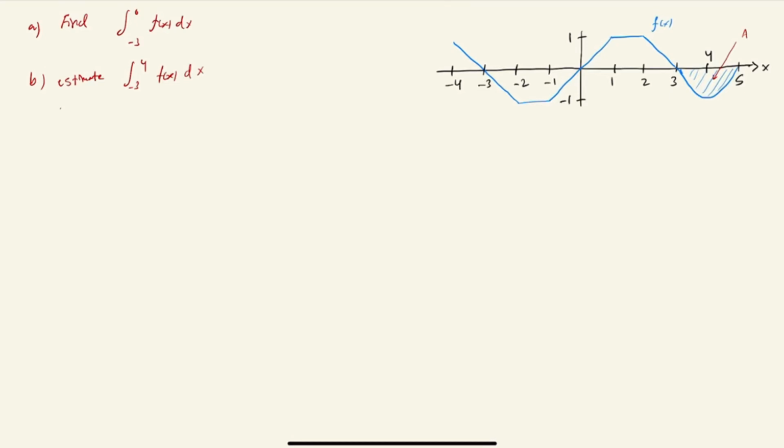A. Find the definite integral going from -3 to 0 of x dx, and B. Estimate the definite integral going from -3 to 4 of x dx, and we are given the graph of x to the right, and also we are given the area going from x equals 3 to 5 by the red A.